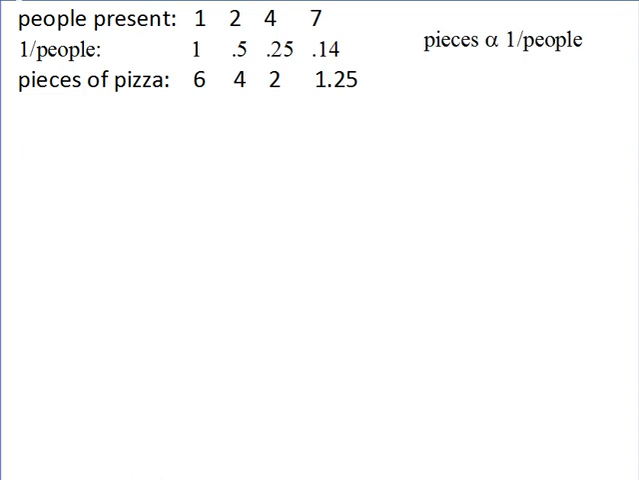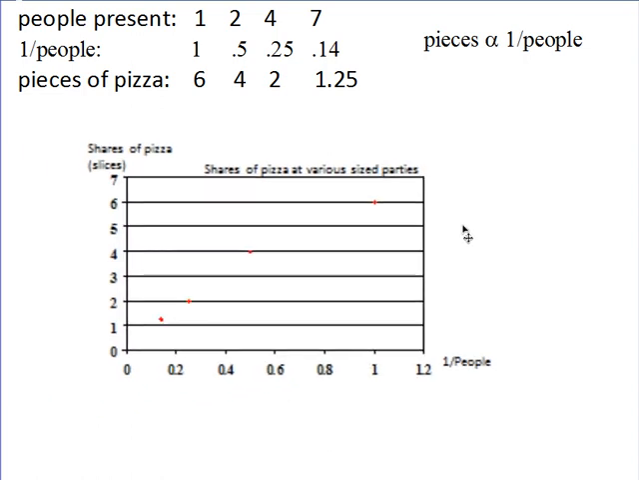And now, instead of graphing shares of pizza versus people, I'm going to graph pizza versus inverse people. This quantity, this as a function of these values here. And if you do that, the data gets transformed. Instead of the swoop we had when it was people here, when it's inverse people here, it turns into something which much more resembles a straight line. And if I really pushed my luck, I could even force that straight line to go through the origin.